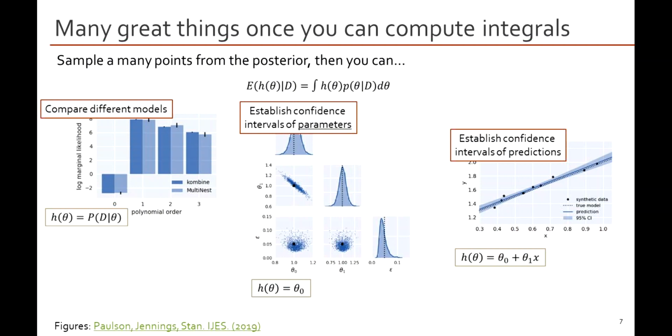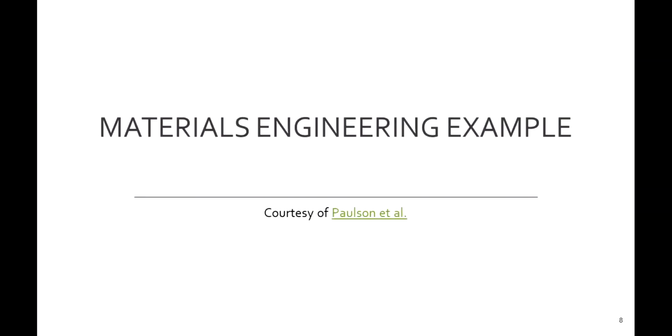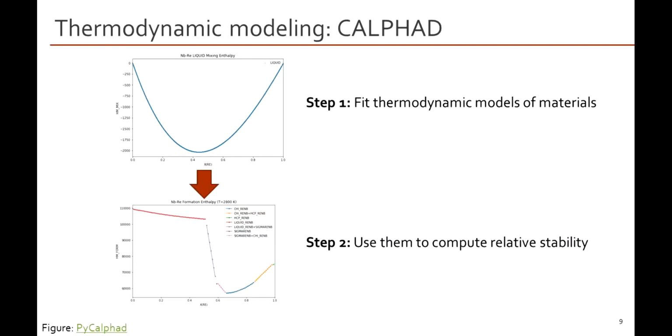And this has a lot of implications in materials science. We're going to give an example that's captured out of work by Noah Paulson from Argonne National Laboratory, which is based in the area of thermodynamic modeling, particularly CALPHAD, which stands for calculation of phase diagrams. CALPHAD is a technique that's been around for about 50 years and is based on two key steps. The first is describing the thermodynamics of a material based on simple models like this one, where I can describe how stable a liquid is.